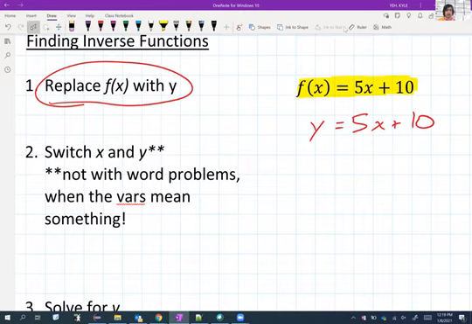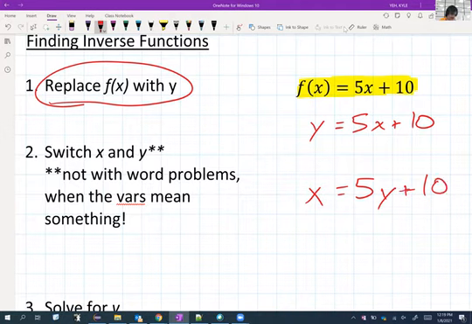And I want you to see, because this is where most of the problems creep in for students, switching x and y is literally that. Just swap their places. Don't take the 5 with it. Don't do anything else. Just put x wherever you saw y, put y wherever you saw x. Okay? And there is a little note on step 2, and I will address that at the end of this example, what I mean by not with word problems when the variables actually mean something. So step 1, replaced f of x with y. Step 2, swap x and y. Again, that's the theme today, swapping x and y.